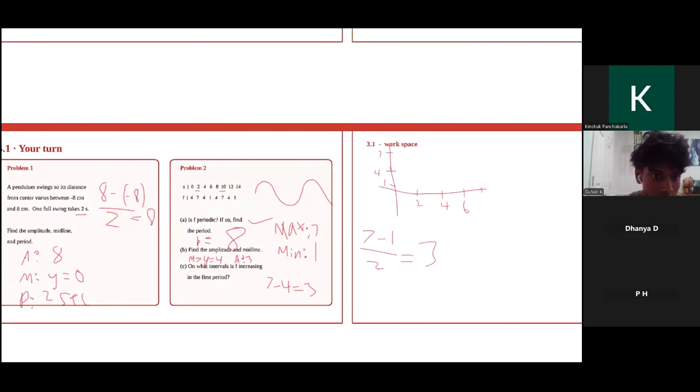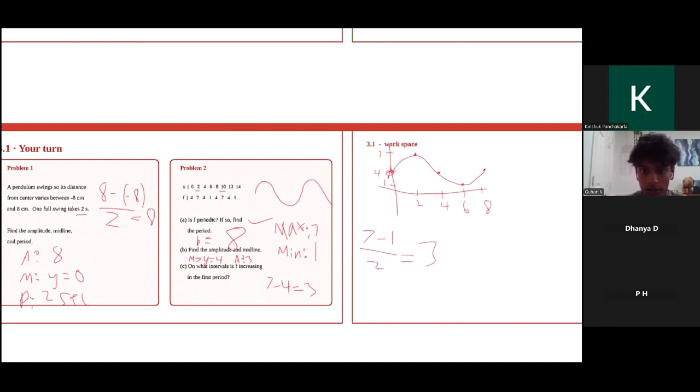Now let's plug in our points. 0, comma 4 from the table. 2, comma 7. 4, comma 4. 6, comma 1. And 8, comma 4. So it's going like that, and it would just keep repeating, but we only have to look at the intervals where it's increasing in the first period. So I'm going to use a highlighter for this.